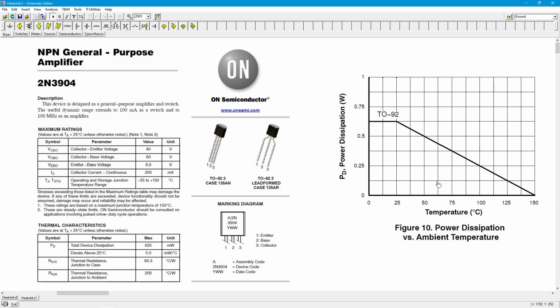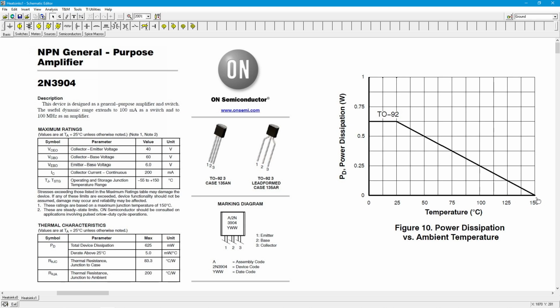Okay, so that's this. So basically, for every degree you go up from 25, you're going to lose 5 milliwatts. So if we went from 25 to 75, that's a 50 centigrade degree change. Every one of those is going to be 5 milliwatts. Multiply that out, that's 250 milliwatts you're going to lose. So here we are up here at 625. 250 would be 2 blocks, so that would be right here, and bingo, there's your 75 degrees. So that's just the slope.